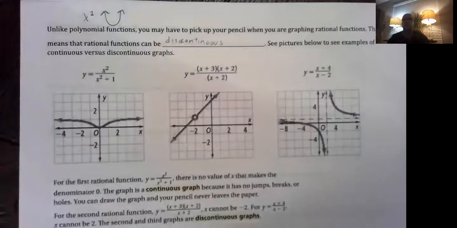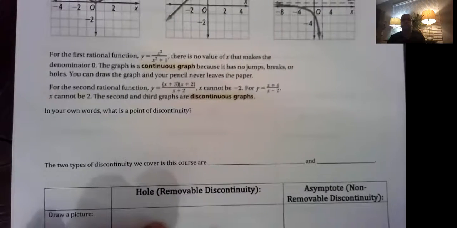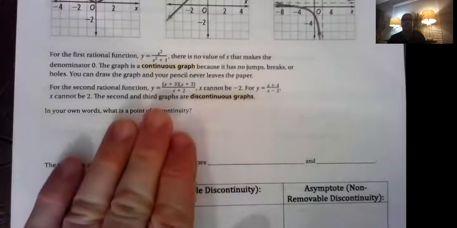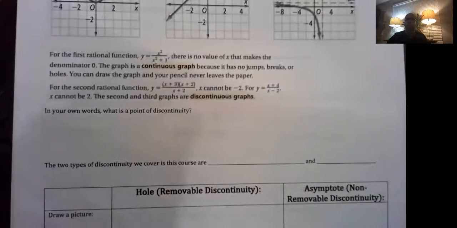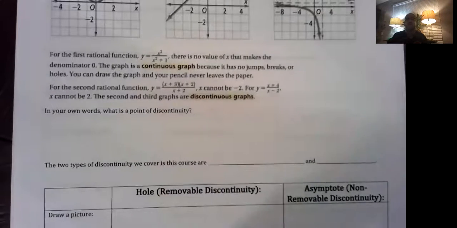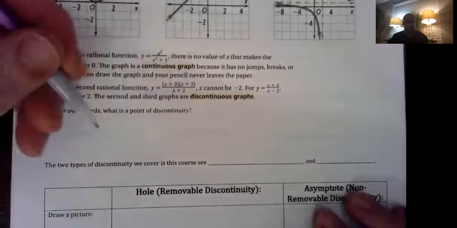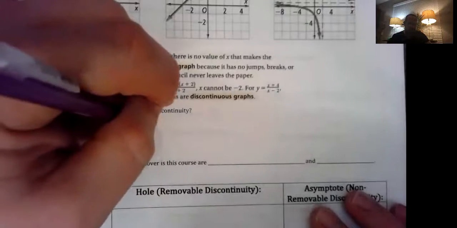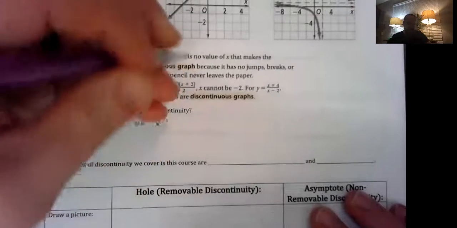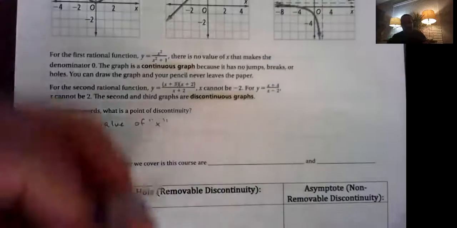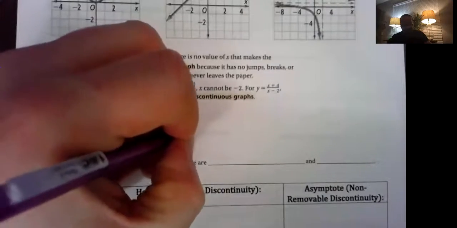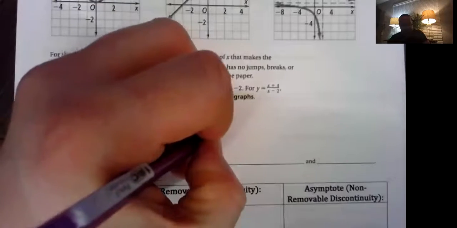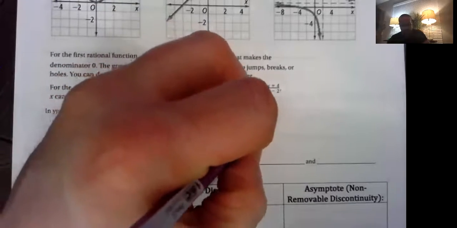All right. So when we look at these, this is all about continuous or discontinuous graphs, right? And this phrase right here, points of discontinuity, is a big idea. So here's what it is. A point of discontinuity is a value of x that makes 0 on the bottom.